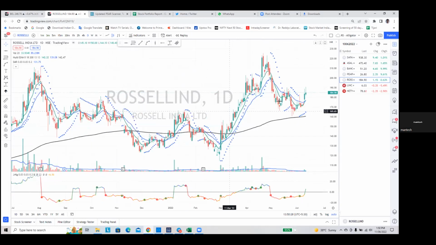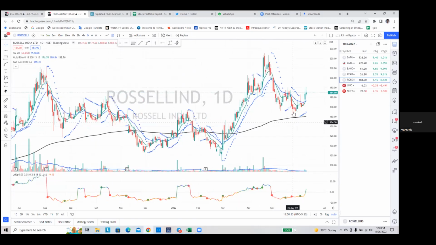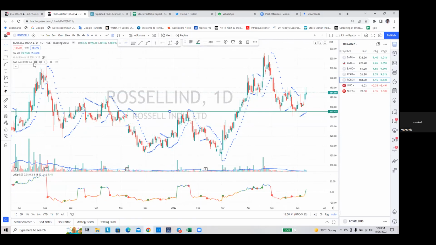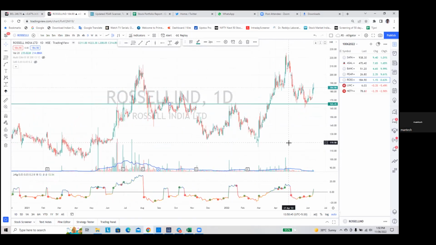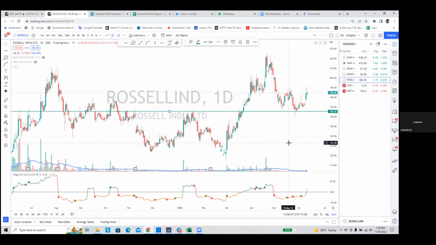Strong rally, then there is a fall, and a consolidation happened. Come here, remove the indicators, draw the support. First of all, you draw the support line. See this. Actually, this was a resistance.